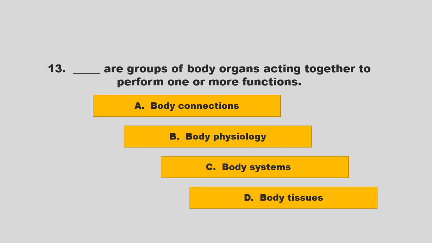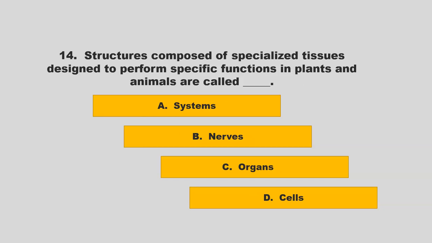Blank are groups of body organs acting together to perform one or more functions. Body connections, body physiology, body systems, body tissues. If you chose C, body systems, you are correct.